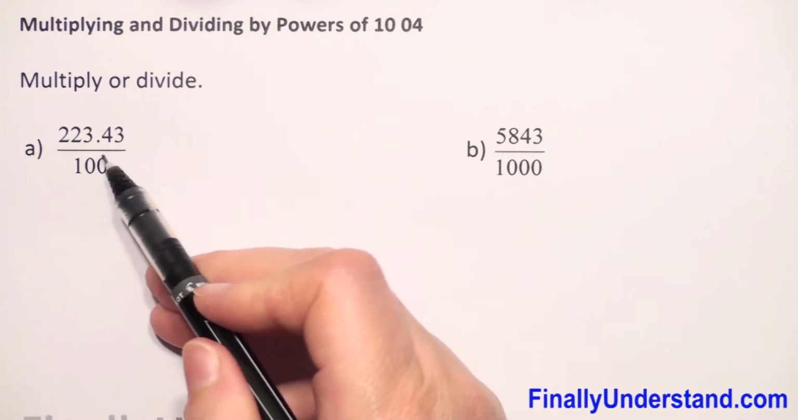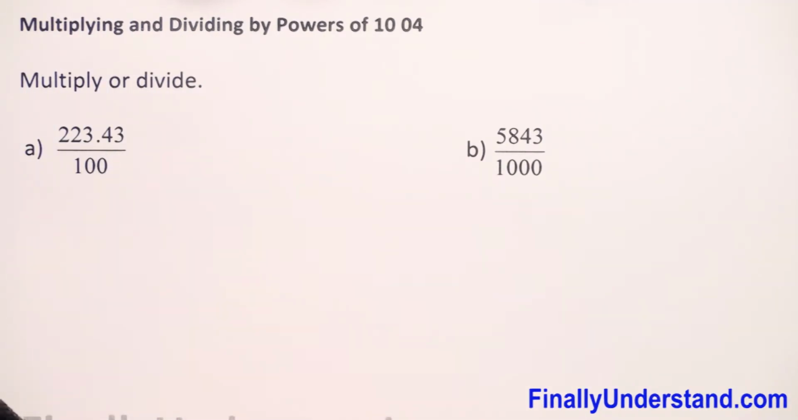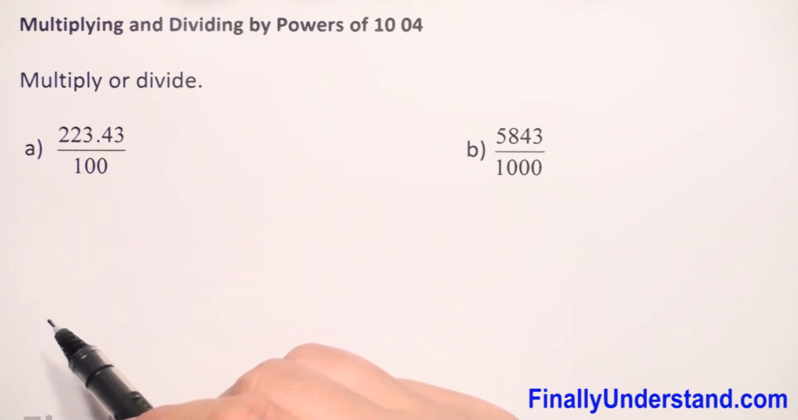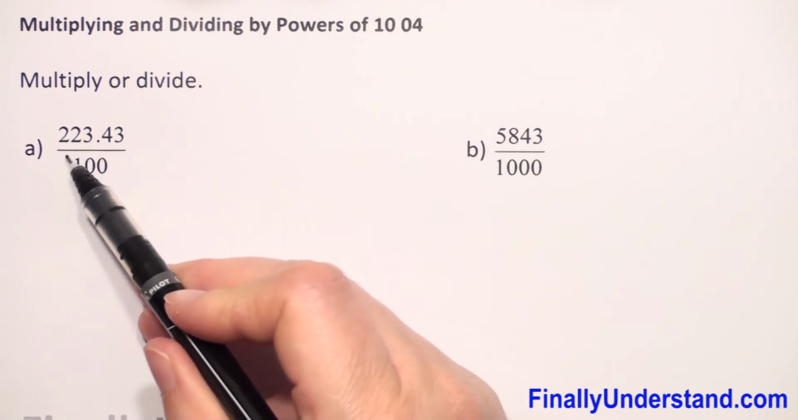We have division by powers of 10. How do I know we have division? Because we have a fraction. A fraction bar means division. So how do we do this? When we have division by a power of 10, we have to always move the decimal point to the left side.